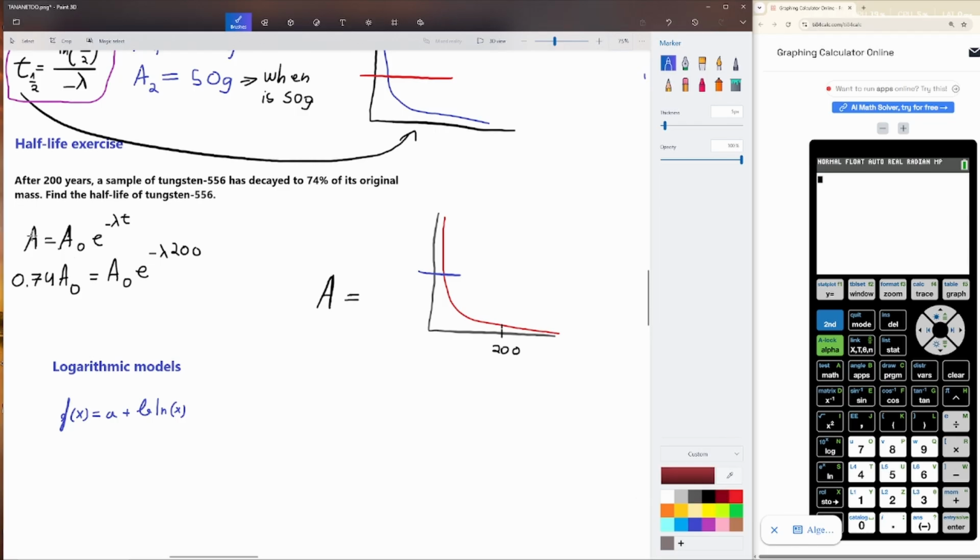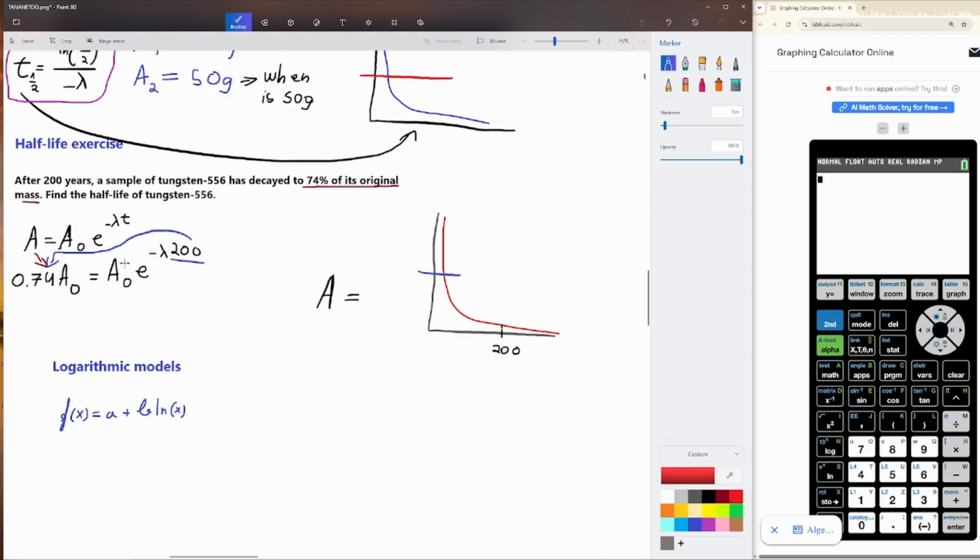So you're wondering, how did I get from A to 0.74 A0? Essentially, it says that it has decayed to 74% of its original mass. So think of the sentence, 74% of its original mass. Because it said that after 200 years, it has decayed to 74% of A0, you can write it out as 0.74 A0.